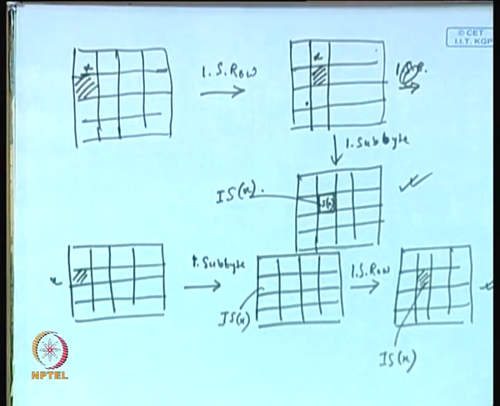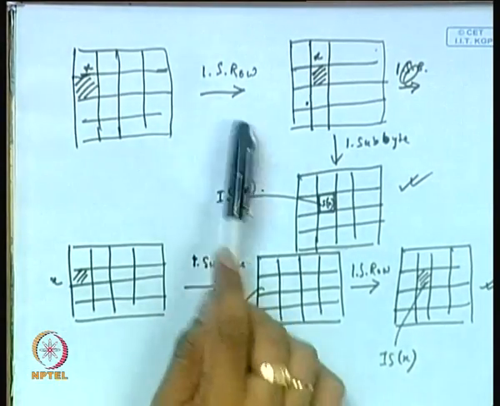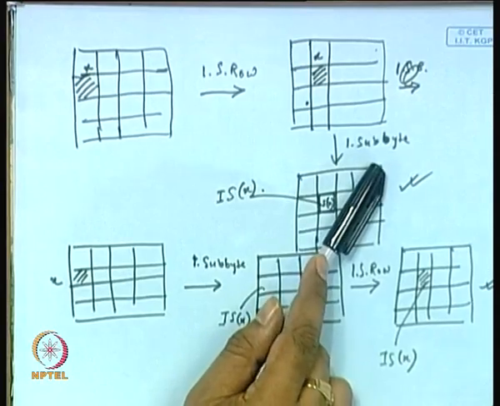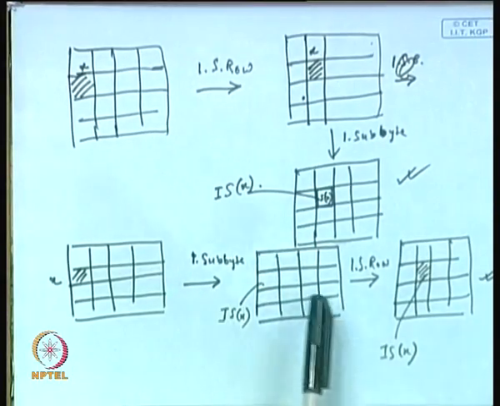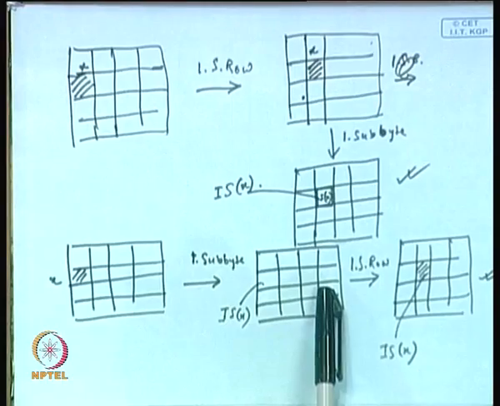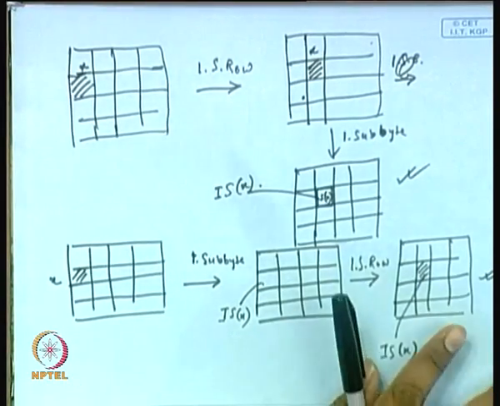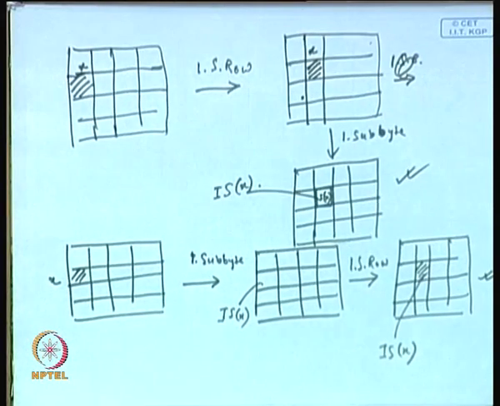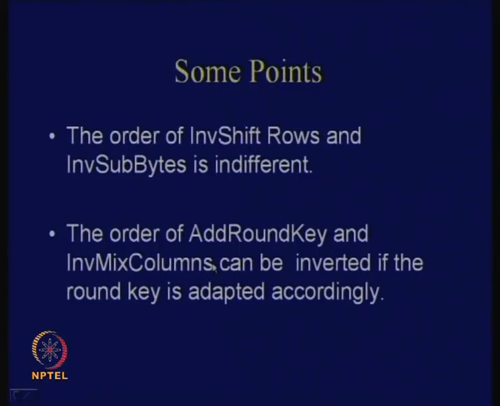So that means that if you commute these two operations, it's permissible. That is, I do an inverse shift row and then follow it by an inverse sub byte. It's the same thing as doing an inverse sub byte and then following that with an inverse shift row operation, okay? That is one observation that we make. Now, what about the last point? The last point says that the order of add round key and inverse mix columns can also be inverted if the round key is adapted accordingly.